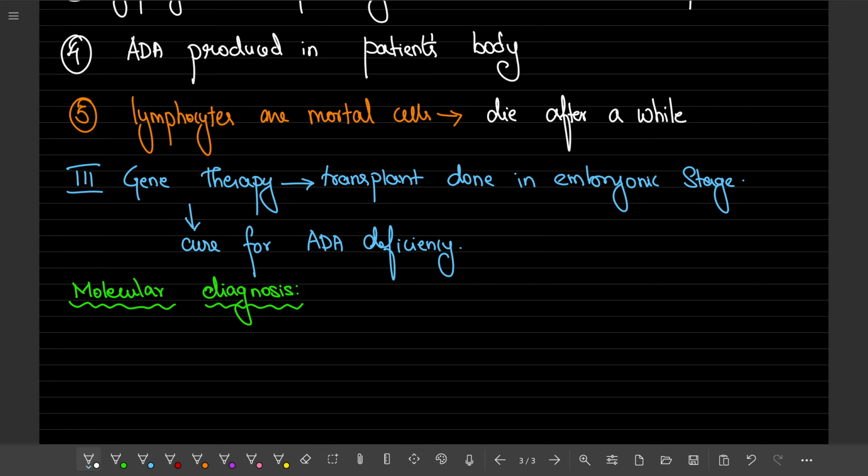Why would we need that? To prevent it. To do what? To take precautions against the disease. Okay.